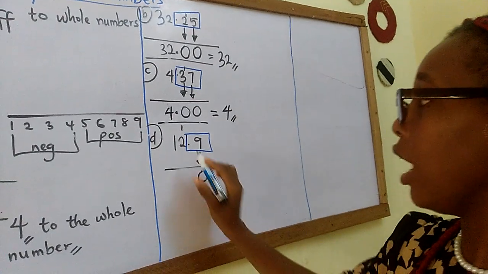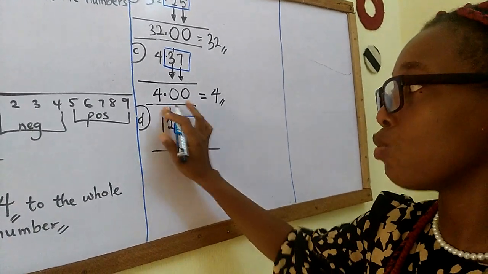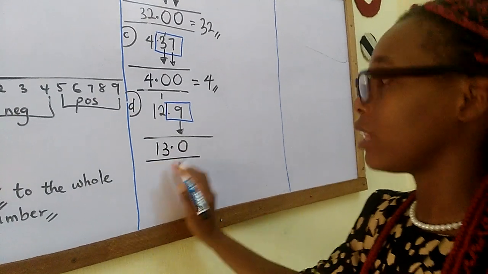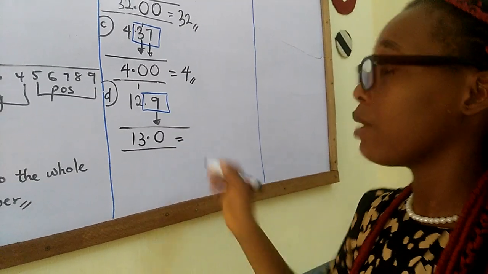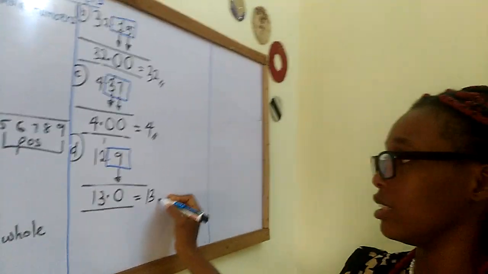Don't forget to put the point here. Now 2 plus 1 is 3. 1 plus nothing is 1. So here we have 13.0. But being that we're trying to convert it to a whole number, we don't need the point. So just write down 13. This is our final answer.